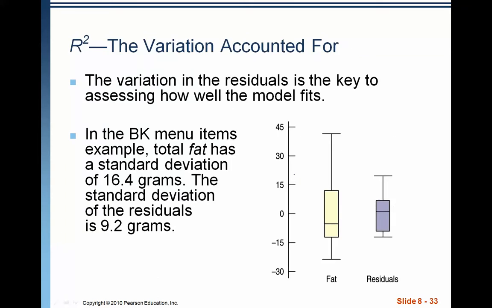Here we have, again, the BK data. Over here, we have a box and whisker plot of the total fat, and it has a standard deviation of 16.4. So if I look at just the y variable here, the total fat, I can see I have a standard deviation of 16.4, a spread that looks like this. The residuals have a standard deviation of 9.2 and have a spread that looks like this. Notice that the residuals have a much smaller spread than the y variable alone.